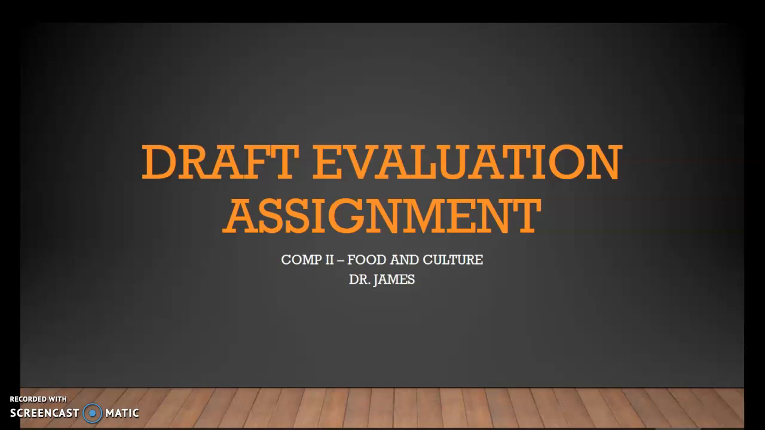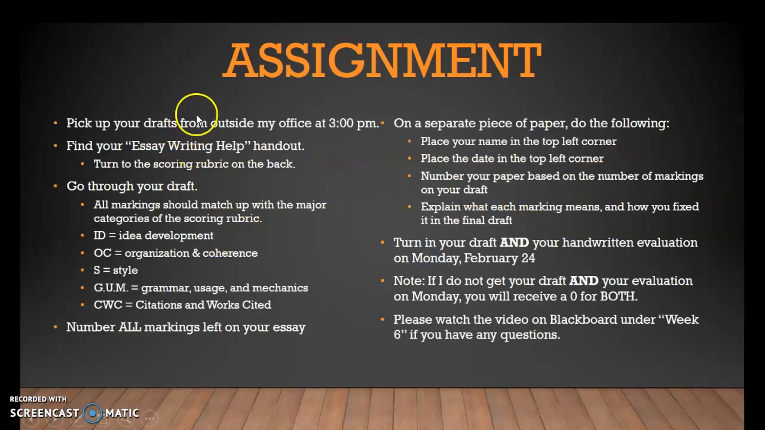All right, here are the basic instructions. You're going to pick up the drafts from outside of my office. You're going to find your essay writing help handout. On the back is the scoring rubric. So you're going to have your rubric and you're going to have your draft. All of the markings on the draft should match up with the major categories of the rubric. So you'll see ID, OC, SGUM, and CWC.